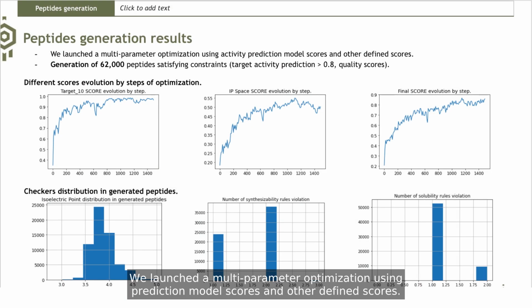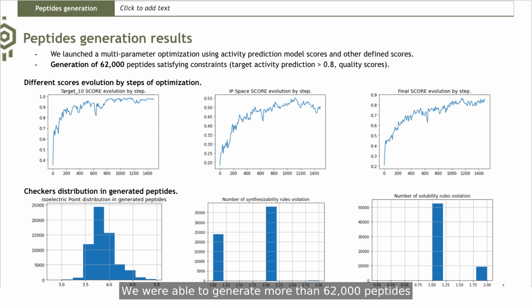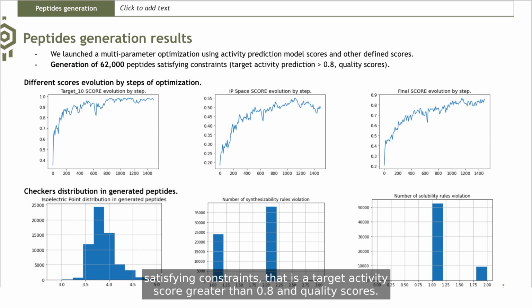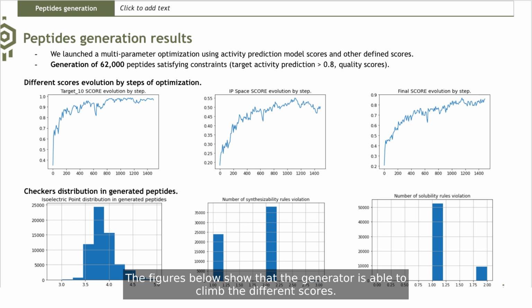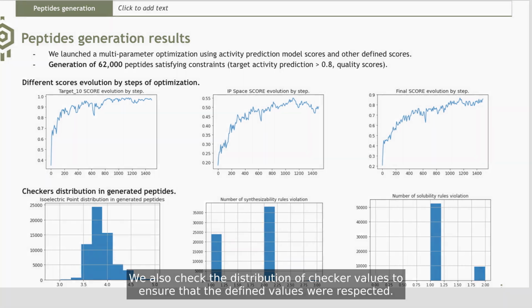We launched a multi-parameter optimization using prediction model scores and other defined scores. We were able to generate more than 62,000 peptides satisfying constraints. That is a target activity score greater than 0.8 and quality scores. The figures below show that the generator is able to climb the different scores. We also checked the distribution of checker values to ensure that the defined values were respected.